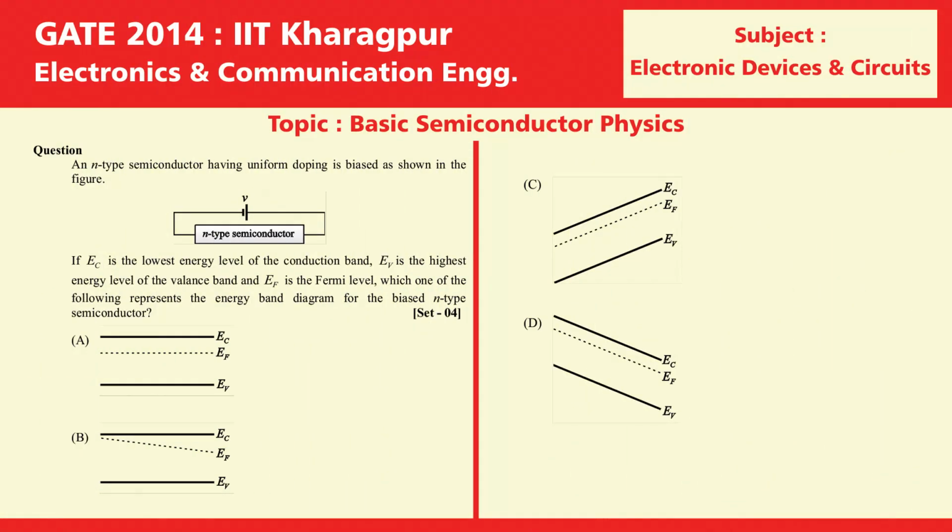This is the question from GATE 2014, set 4. The question is, an n-type semiconductor having uniform doping is biased as shown in the figure. If EC is the lowest energy level of the conduction band, EV is the highest energy level of the valence band, and EF is the Fermi level, which one of the following represents the energy band diagram for the biased n-type semiconductor? There are 4 options given in diagram, so we will consider this in the discussion.